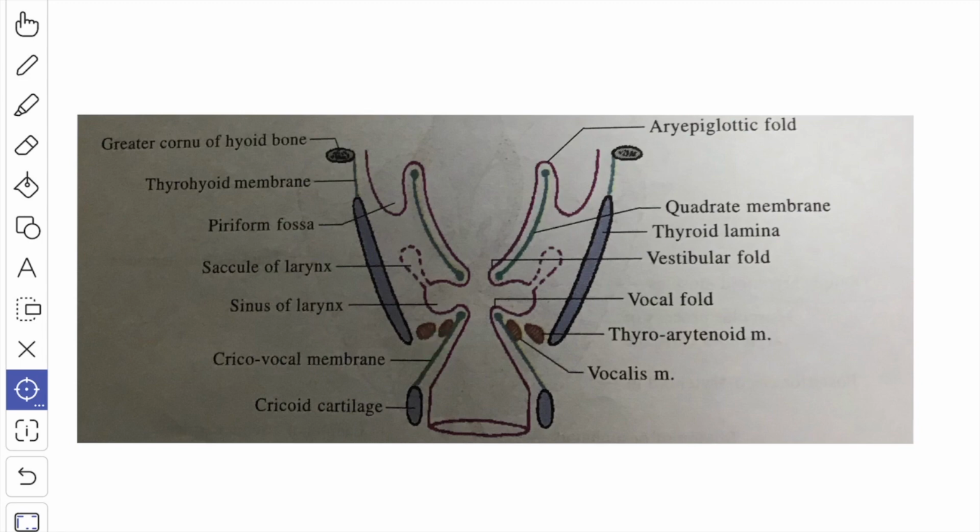The vocal ligament is formed by the thickening of the upper margin of the cricovocal membrane. So this is the cricovocal membrane. It thickens at the upper free margin to form the vocal ligament. The free margin of each vocal fold is directed upward and medially.